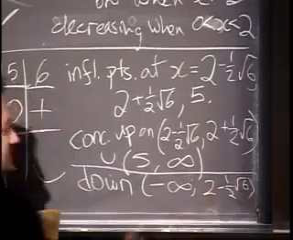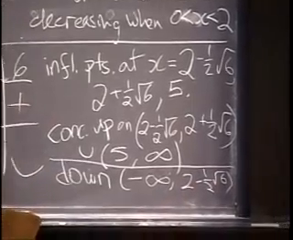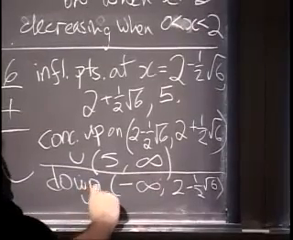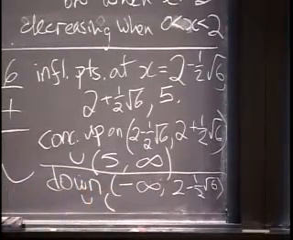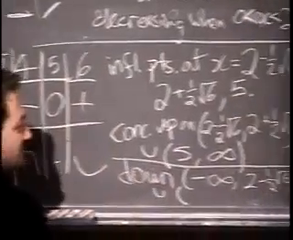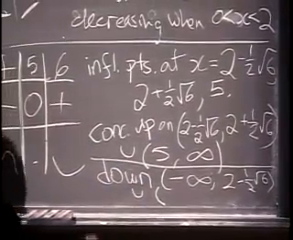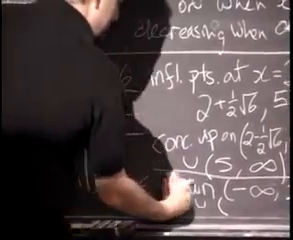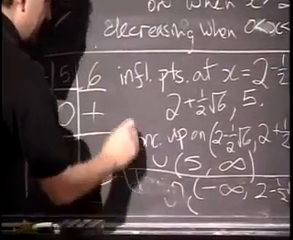I'm really struggling here. So it's concave down from minus infinity up to 2 minus a half root 6, as well as between 2 plus a half root 6 and 5. I don't even know if I can write that. What am I going to do? I'm just going to rewrite this up here.